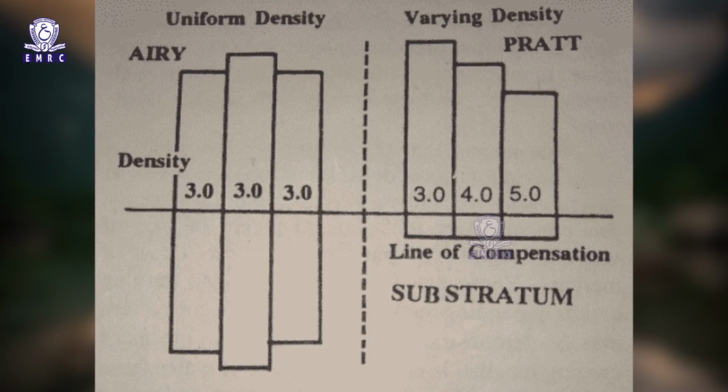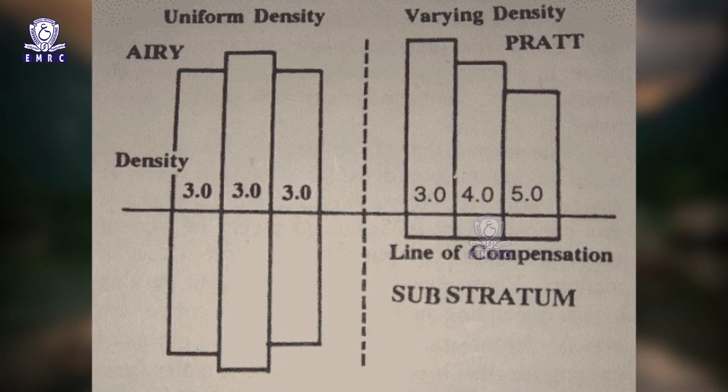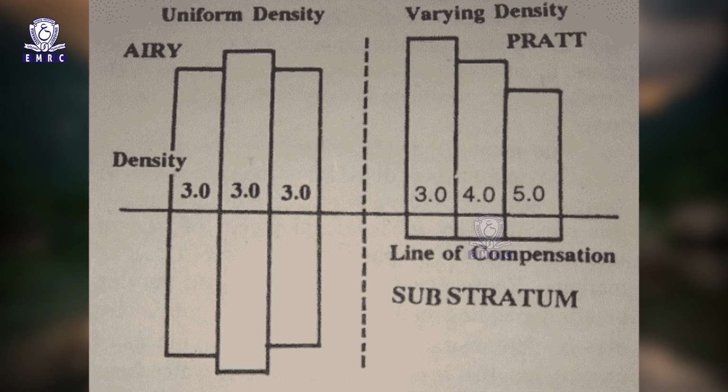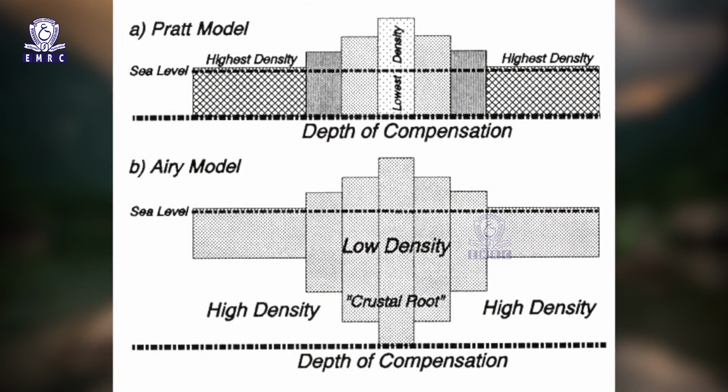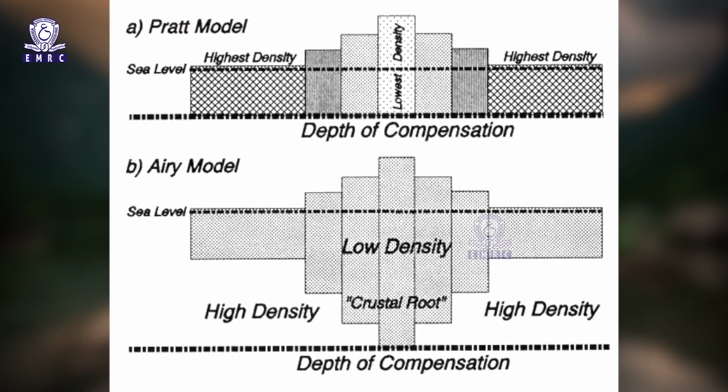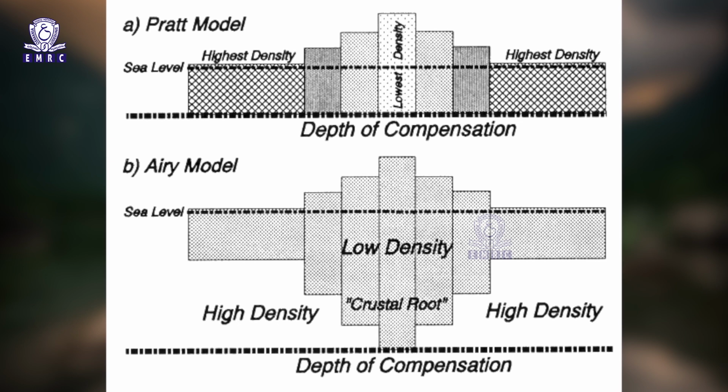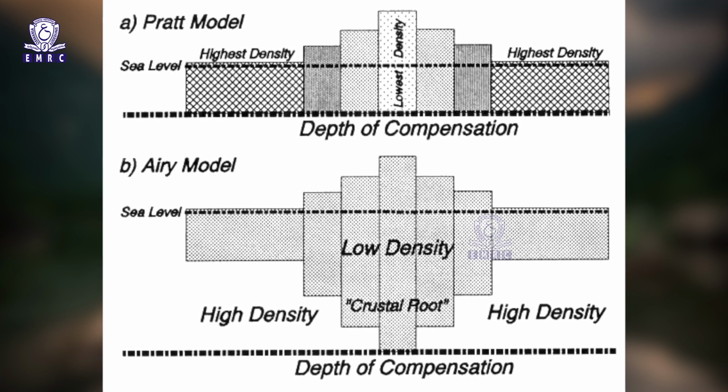The fundamental difference between Airy's and Pratt's view is that Airy postulated the view of uniform density and varying thickness, whereas Pratt considered uniform depth with varying density. Pratt's concept of isostasy is based on the law of compensation, whereas Airy's concept is based on the law of flotation. Airy believed in the root formation of various surface features. Pratt did not believe directly in the concept of root formation.